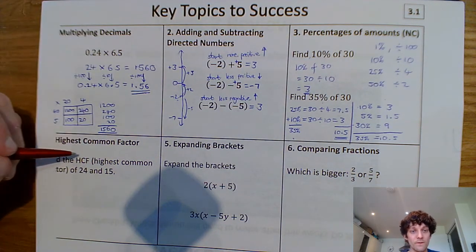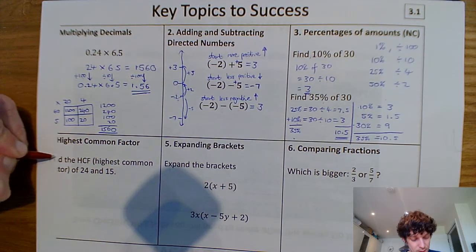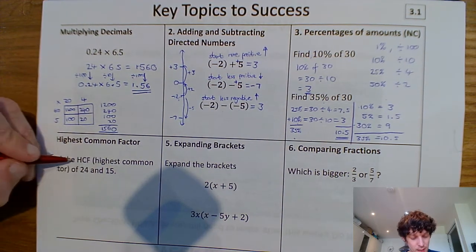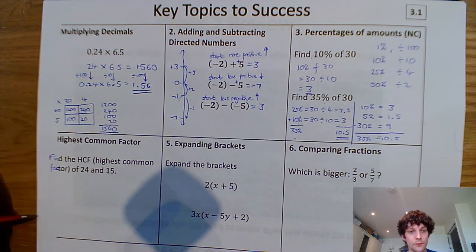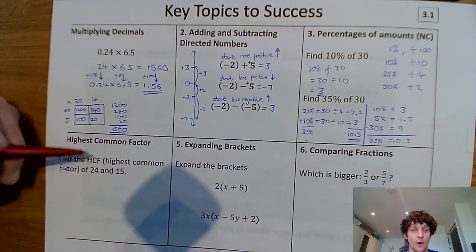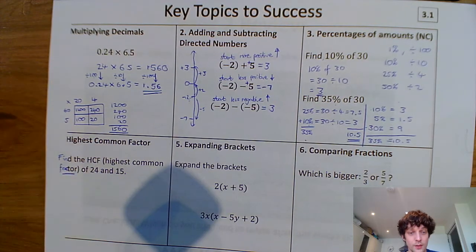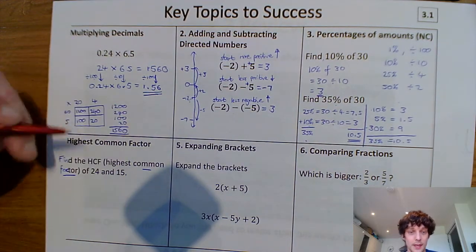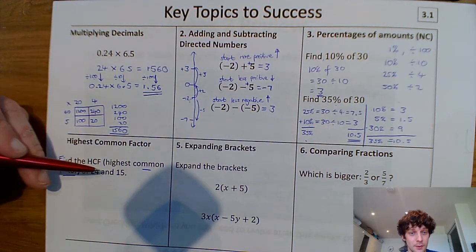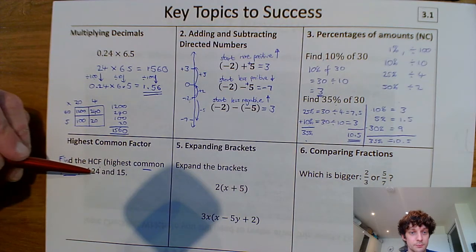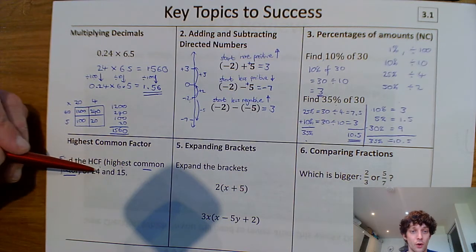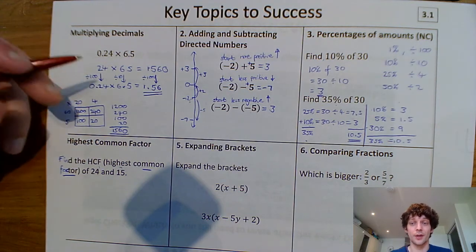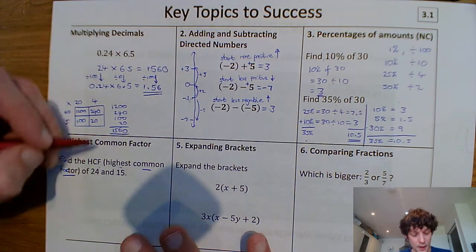Okay, finding here, this should say find the highest HCF or highest common factor of 24 and 15. So a factor is a number that goes into one another. To be common, it needs to be a factor of both numbers. And I want the highest number that is a factor of both numbers. So my starting point here is, let's write out the factors of each of these.